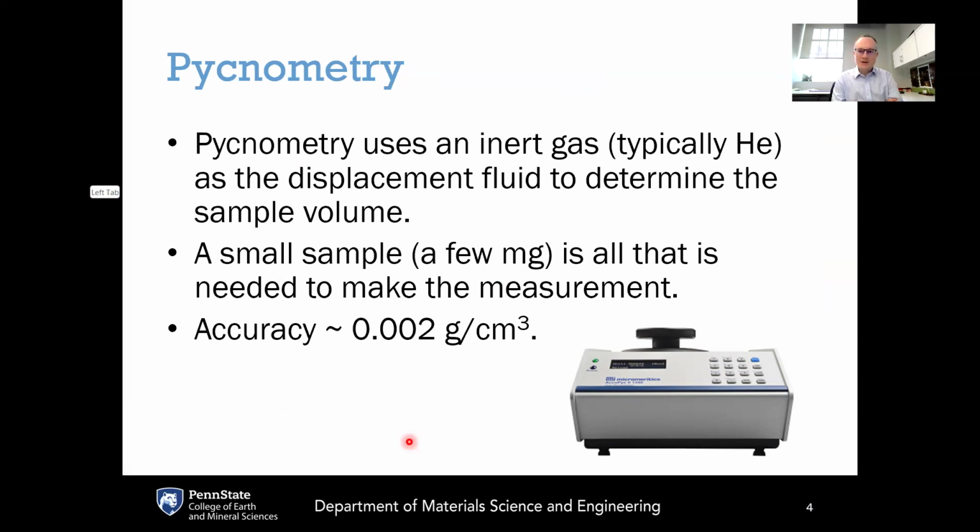Pycnometry uses an inert gas, which is typically helium, although it could be argon, for example. It uses that gas as the displacement fluid to determine the volume of the sample that is placed in the device. So usually a small sample, even just a few milligrams, is all that's needed to make the measurement. And it has much more accurate and precise results compared to using just straight Archimedes principle. So with pycnometry, you can make use of a lot less sample, and you get really accurate results.